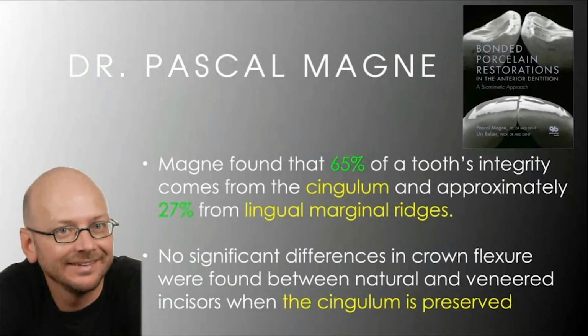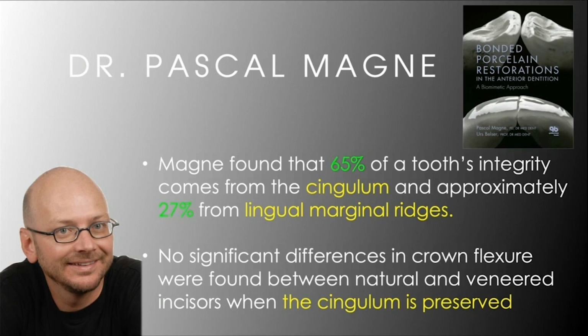Pascal Magne found that 65% of a tooth's integrity comes from the cingulum and approximately 27% from the lingual marginal ridges. So whatever preparation you do on anterior teeth, the last thing I want to do is crown it if I don't have to. If I can preserve it, especially the cingulum, where the greatest strength of an anterior tooth is, I would do that. So, can I open the bite? Can I avoid prepping? That's the main reason I would try to preserve tooth structure.